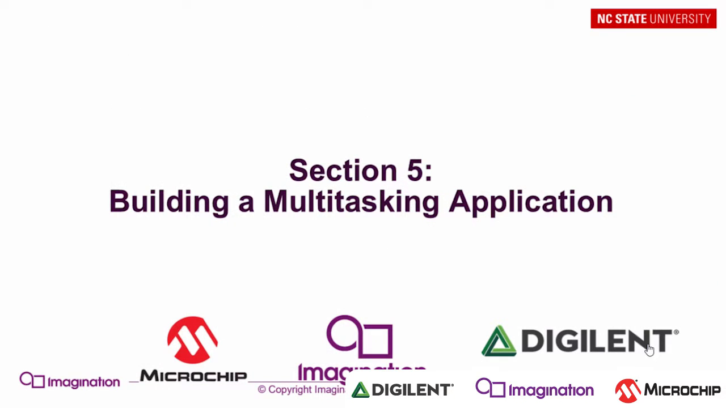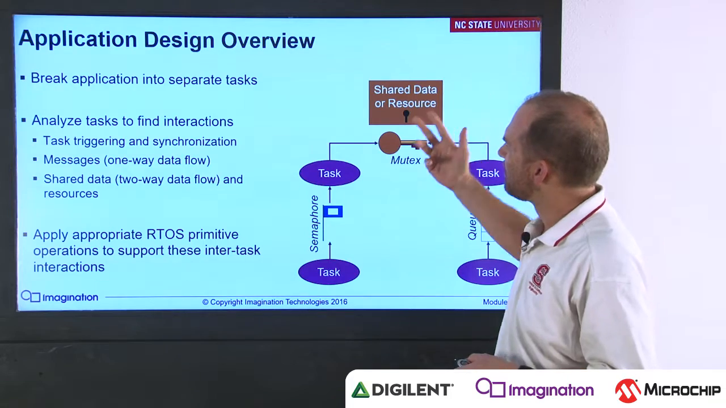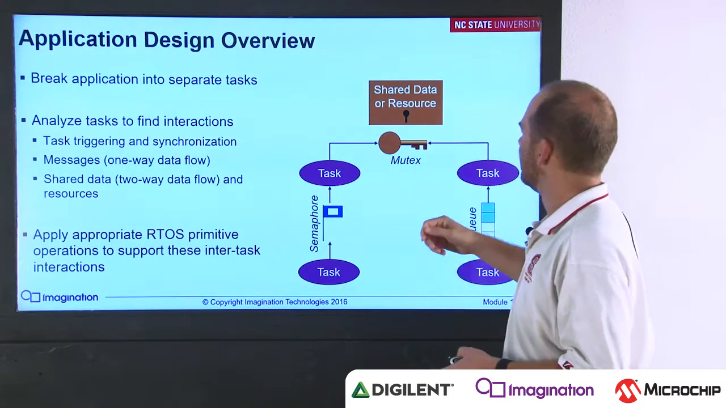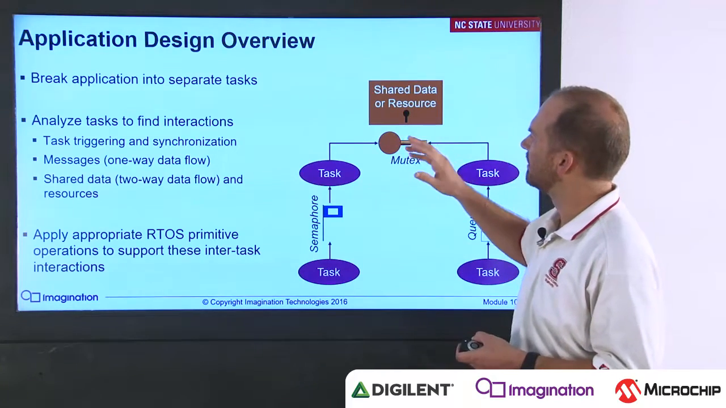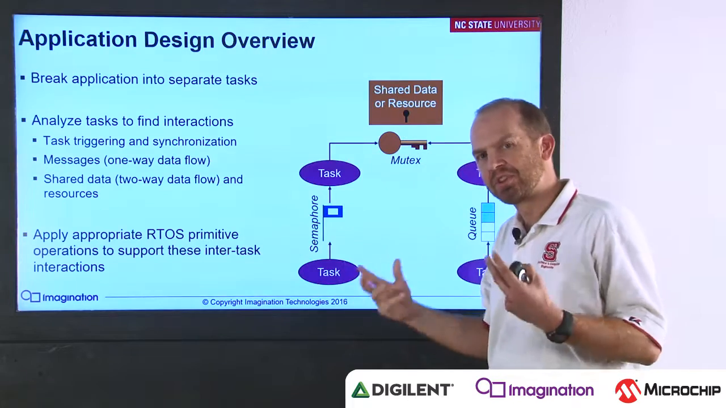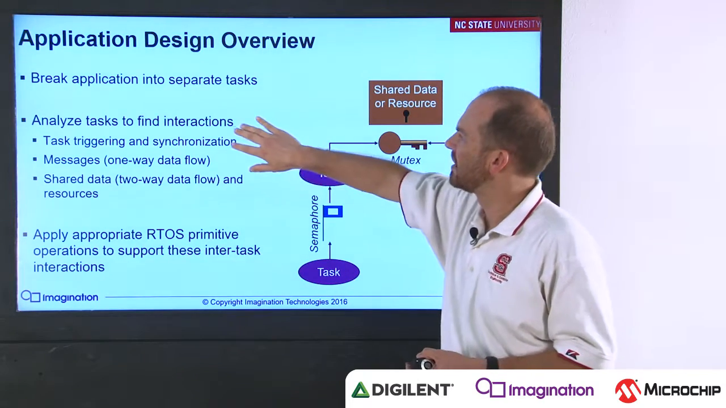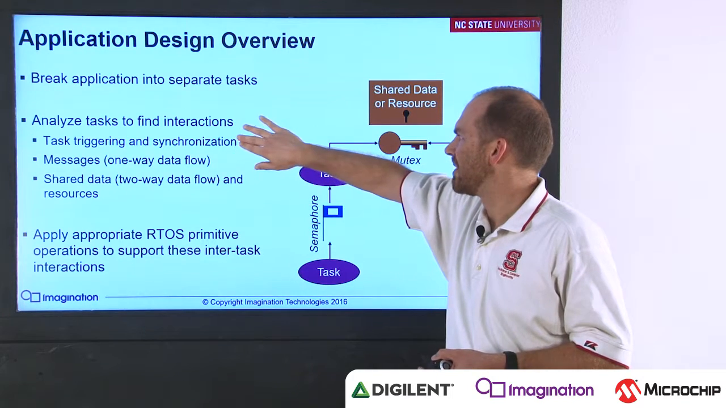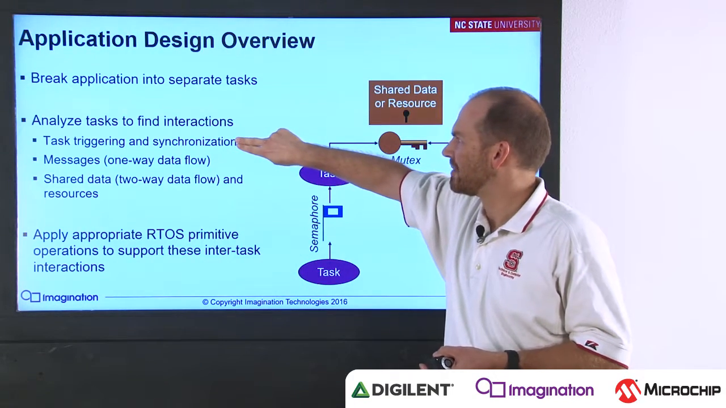Then we get into a section of the module where we focus on building a multitasking application. And we provide the big picture of how to design an application. And we show how to break the application into separate tasks and then analyze the tasks to find the interactions between them. So there may be issues of task triggering.